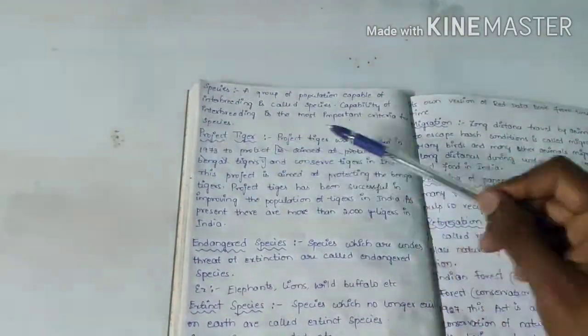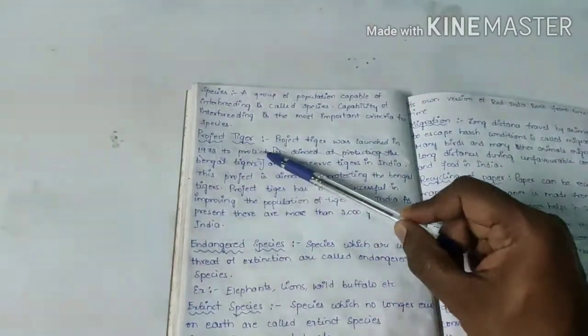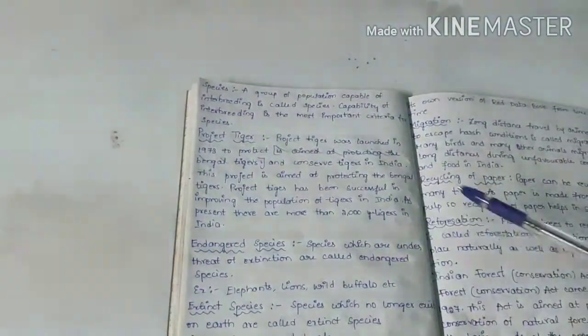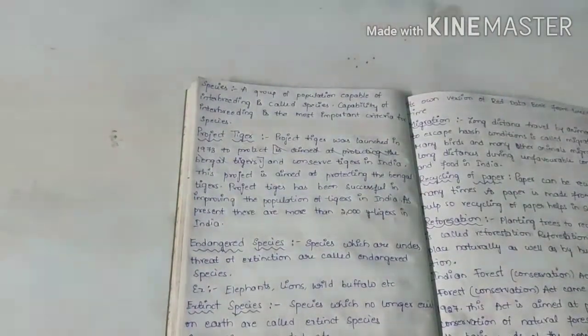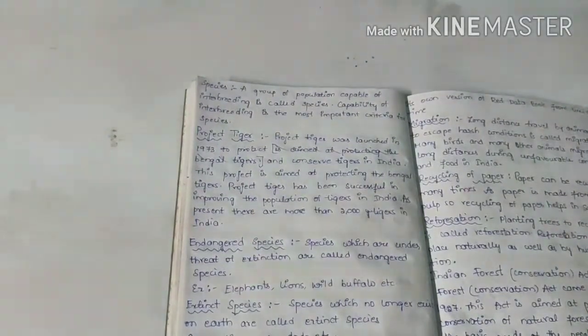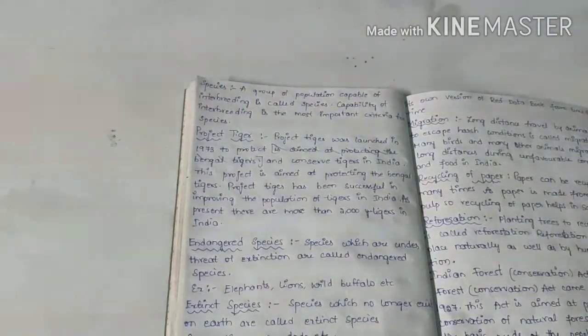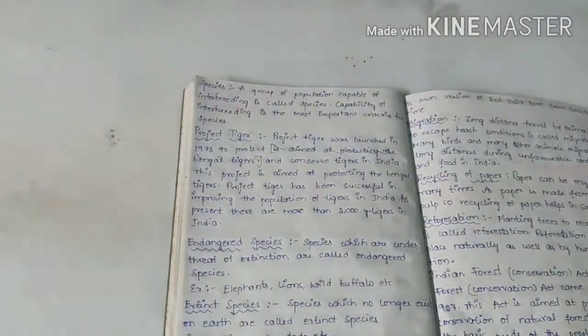Next is Project Tiger. What is this Project Tiger? Project Tiger was launched in 1973 to protect and conserve tigers in India. Before, a large number of tigers were present in India, but due to different reasons like hunting, the number of tigers has been decreasing. So the government thought, if the decrease goes on like this, at one stage there will be zero tigers in India.